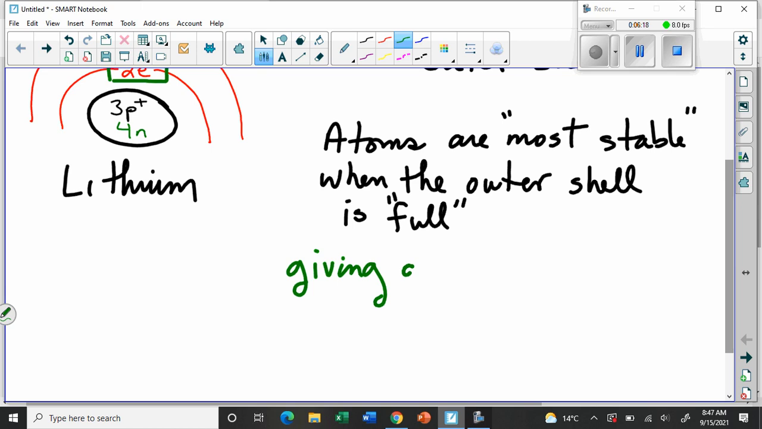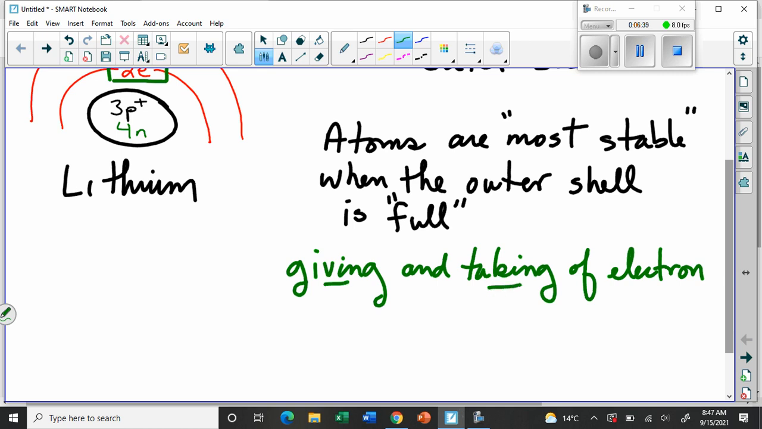The giving and taking of electrons. And that's important because later we're going to learn another way that atoms can deal with these issues of having orbits that aren't full. And it involves more of a sharing of electrons. We'll get to that later. But for now, it's the giving and taking that is the trademark of ionic bonding.